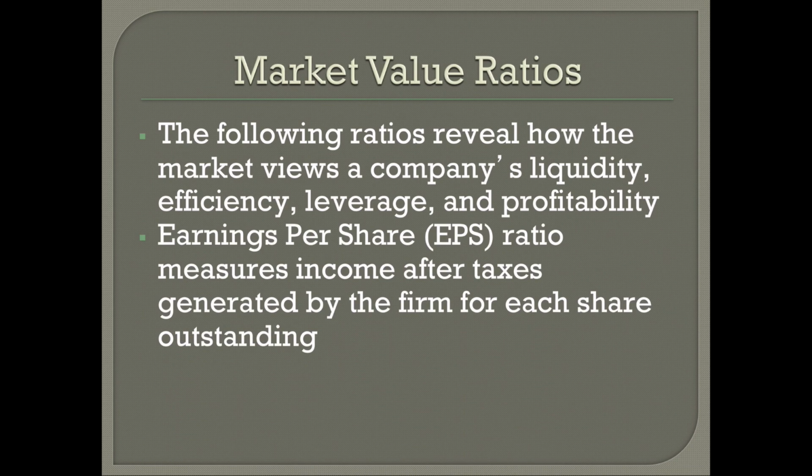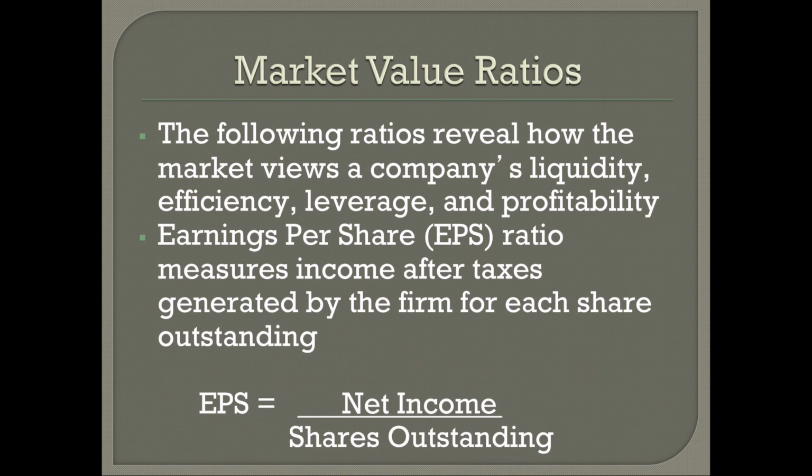The first market value ratio is earnings per share. This measures income after taxes generated by the firm for each share outstanding. So income after taxes is simply your net income. And so you take net income and divide it by the number of shares outstanding. So what is the earnings, what is the profit, what is the net income per share that's outstanding?